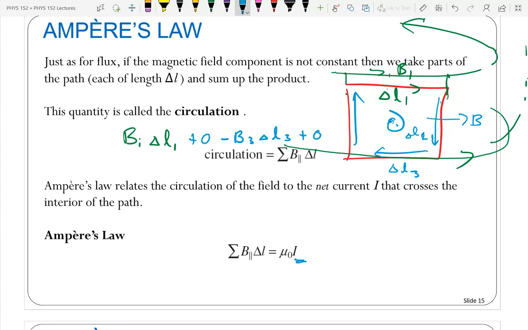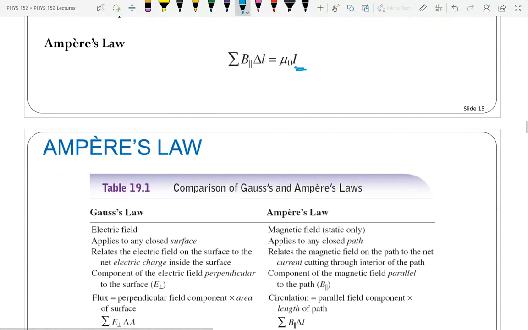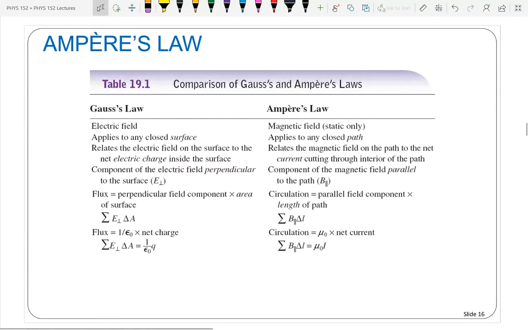So Ampere's law is what allows us to say, hey, this is how we can calculate the magnetic field that's created by current going through this situation. So this here is just a comparison between the two laws, between Gauss's law and Ampere's law.